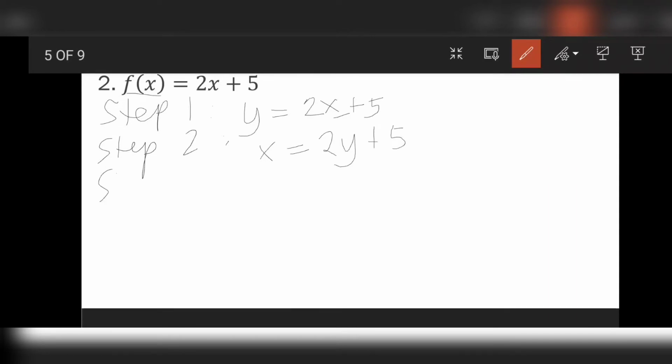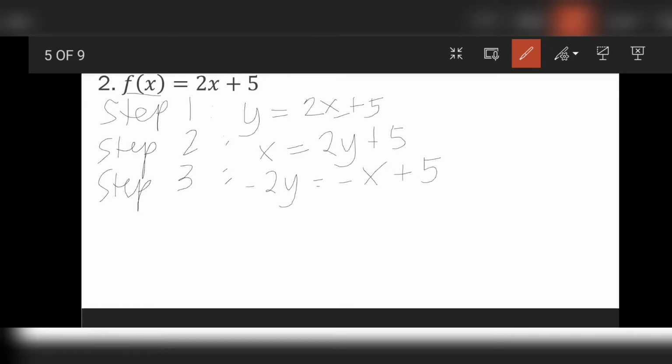Step 3. We will now solve for the new y. So transpose 2y, that will become negative 2y. Transpose x, that will become negative x. Remember, your term will change its sign. Positive will become negative and negative will become positive once you transpose. Then let's copy 5.